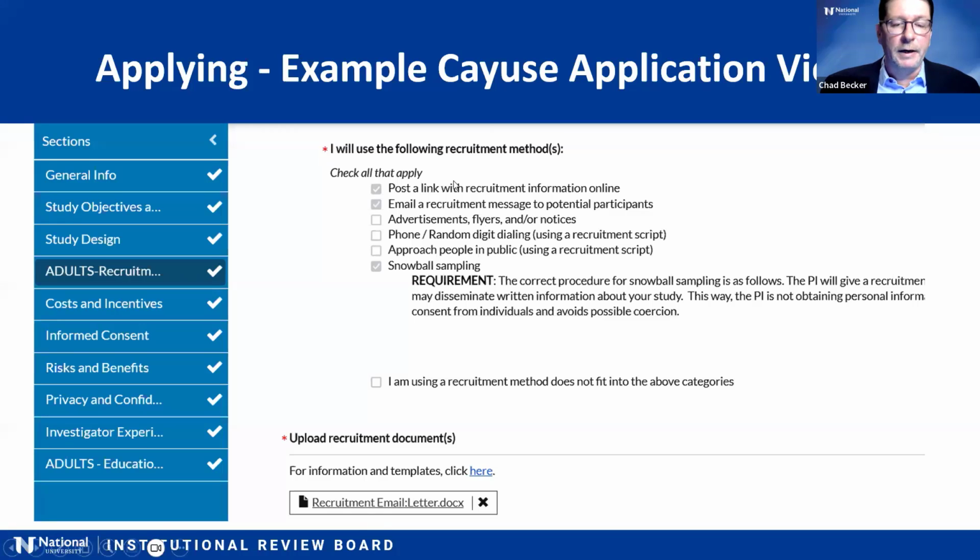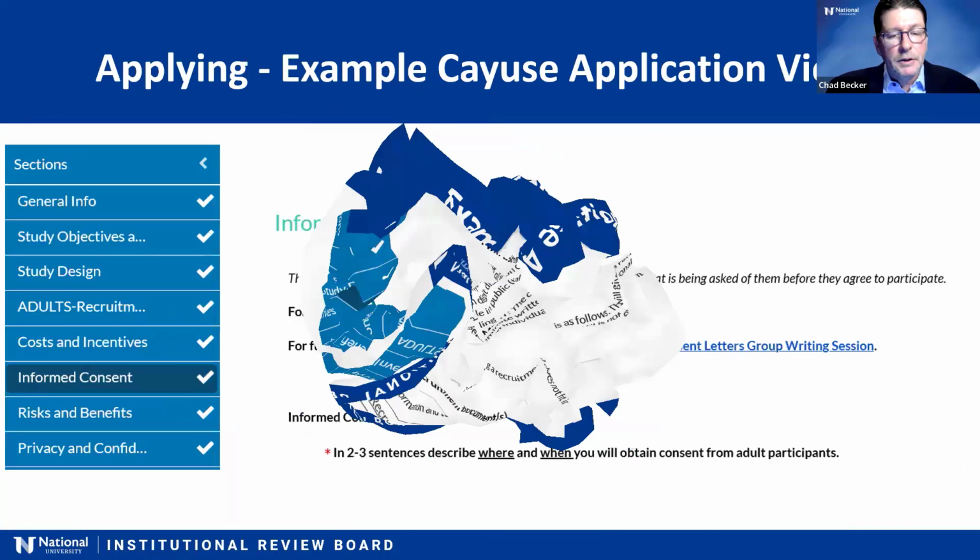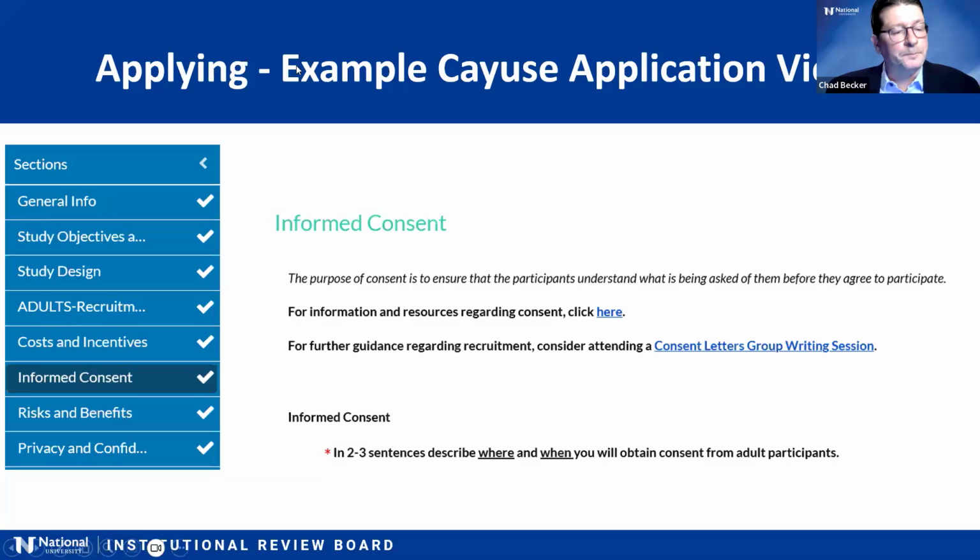If you're just going to be using a flyer, then you wouldn't upload an email, you would upload a flyer. So matching your materials and documents with what you're telling us that you're doing is obviously the correct way to complete your application. Next view shows a little bit about what you might be asked to do and some of the resources that are linked.